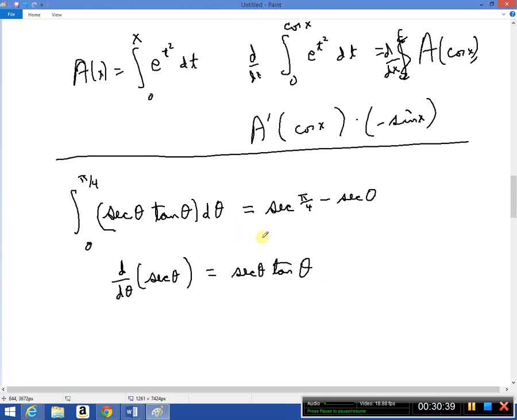Okay, and secant is 1 over the cosine. So 1 over cosine of pi over 4 minus 1 over cosine of 0. And cosine of pi over 4 is square root of 2 over 2. So the reciprocal of that is 2 over square root of 2. And cosine of 0 is 1. So that's my answer. I'm sticking to it.